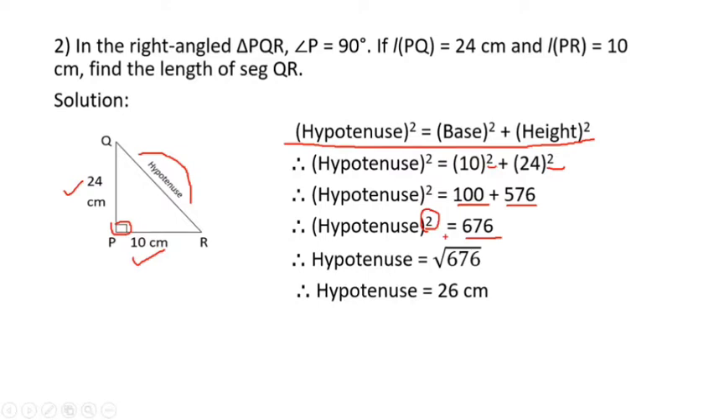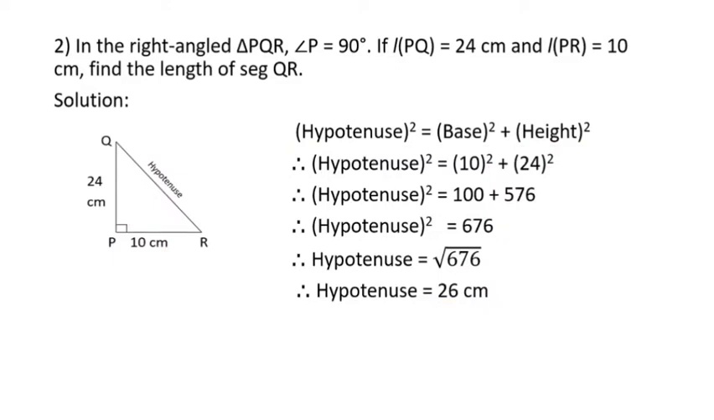So which number multiplied with itself will give you 676? That is 26. 26 when multiplied with itself will give you 676. So our final answer is 26 centimeters.